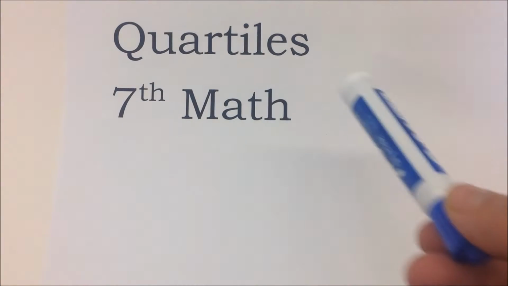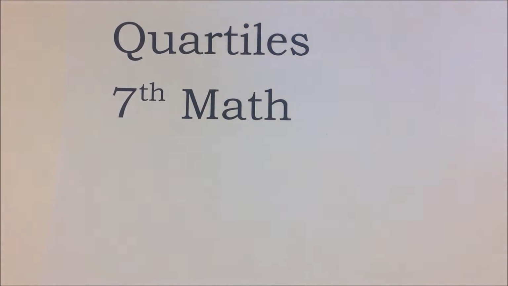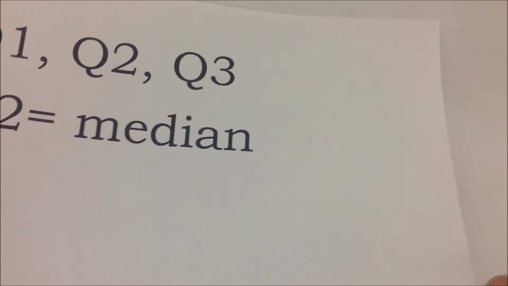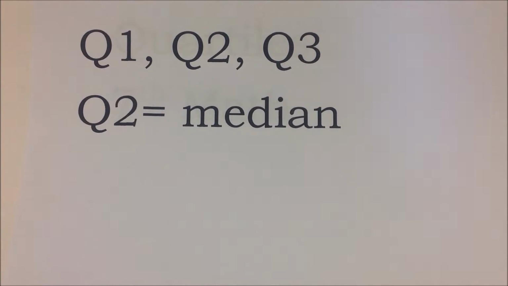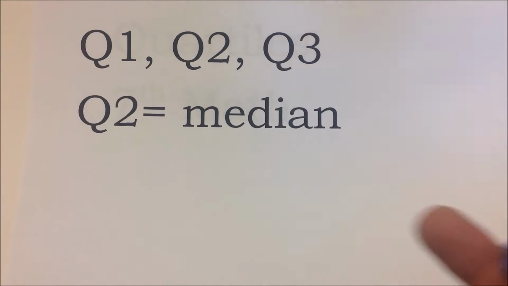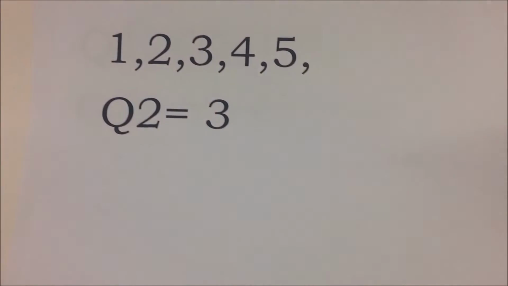There's our video on quartiles. Now we already have gone over box and whisker plots, and we already have gone over quartiles, but let's just clarify them. So again, we have Q1, Q2, Q3, and we know that Q2 is the median, the middle number, and Q1 is the lower quartile, and Q3 is the upper quartile, which we went over already.